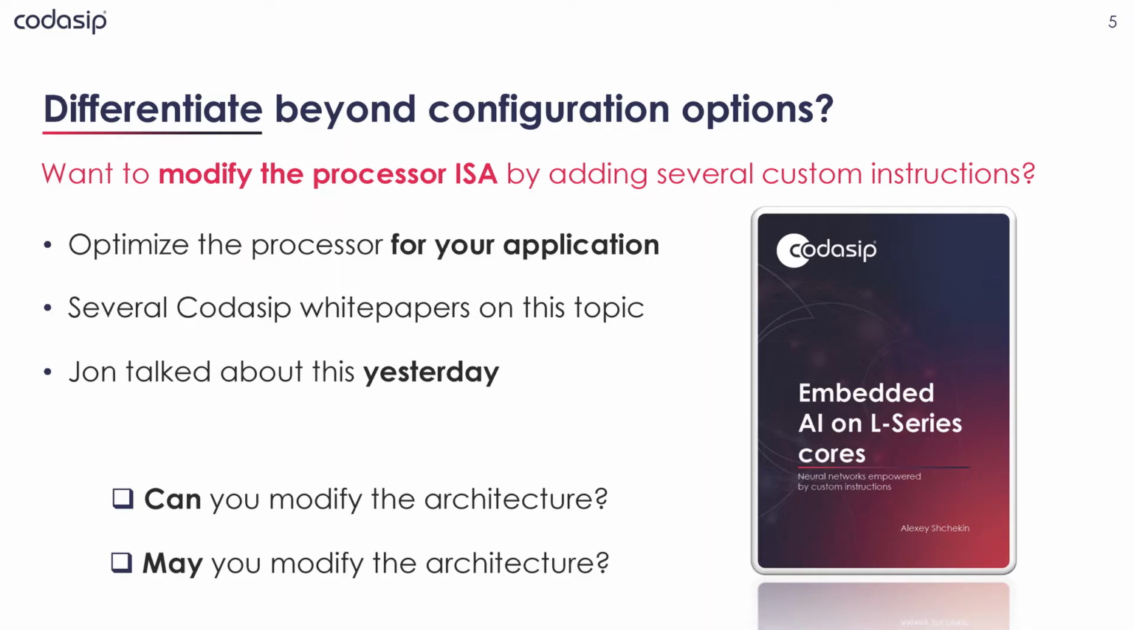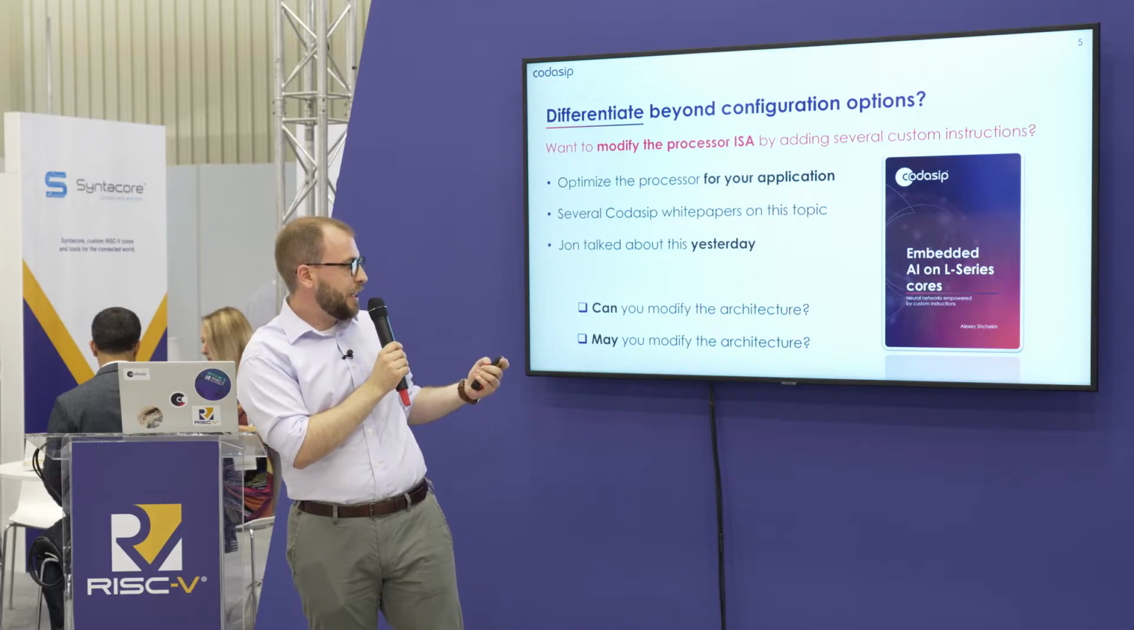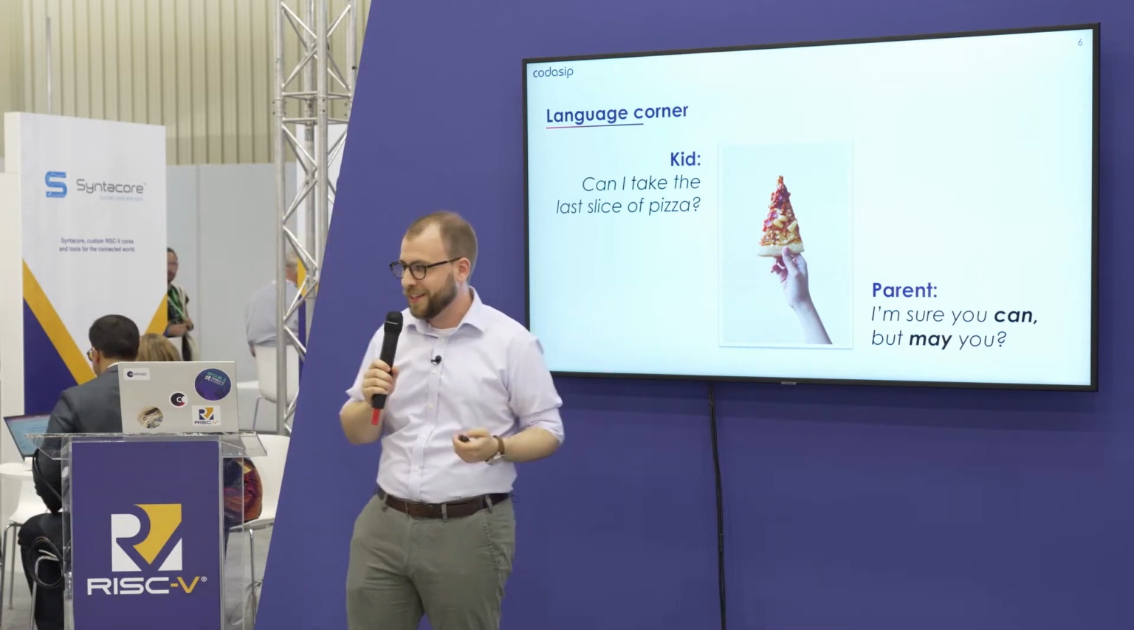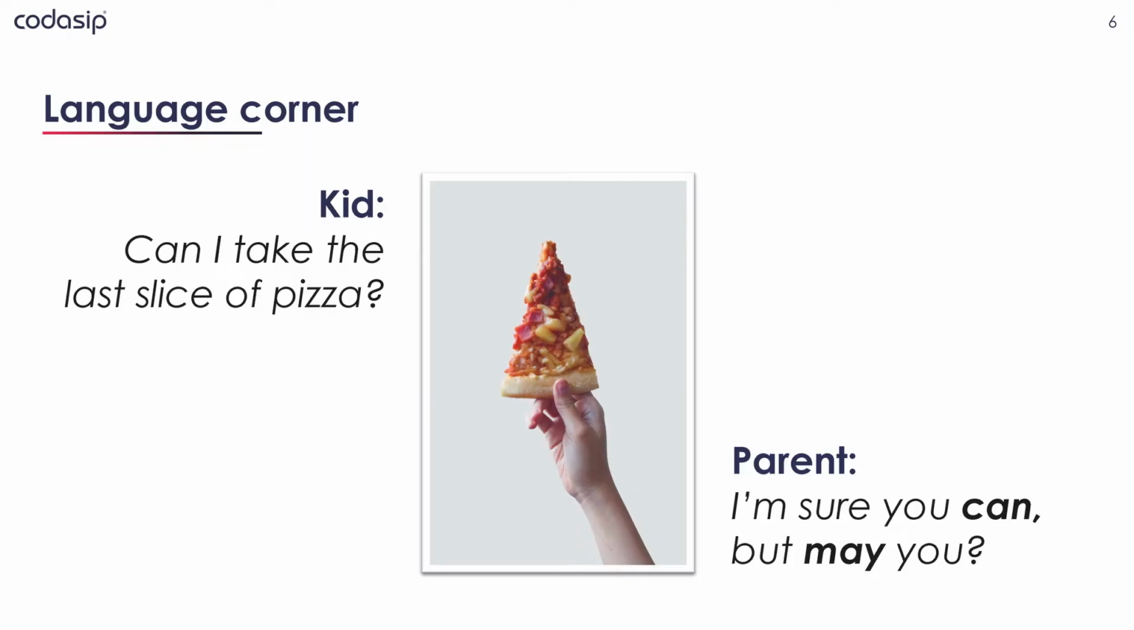What I want to expand in this talk is, can you really change an architecture of a processor? Or maybe I should say, may you really change an architecture of a processor? Which brings me into the fun slide of my presentation, which is a language corner. So this is a subtle difference between the words may and can in English, which I try to describe as a joke here.